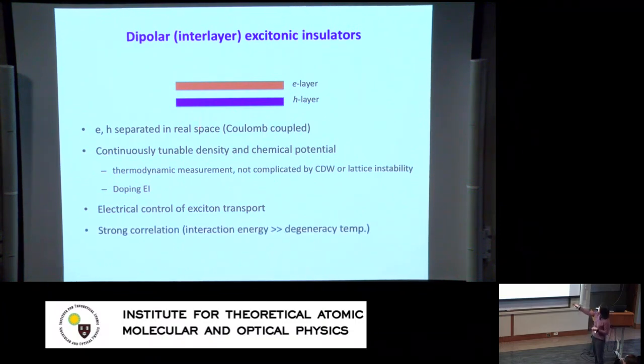And because now you have interlayer exciton dipoles, right? You can achieve very strong correlation. In fact, you can achieve interaction much bigger than the degeneracy temperature. So this prevents forming droplets and other states. And the superfluid is expected as long as your sample is clean enough, of course.